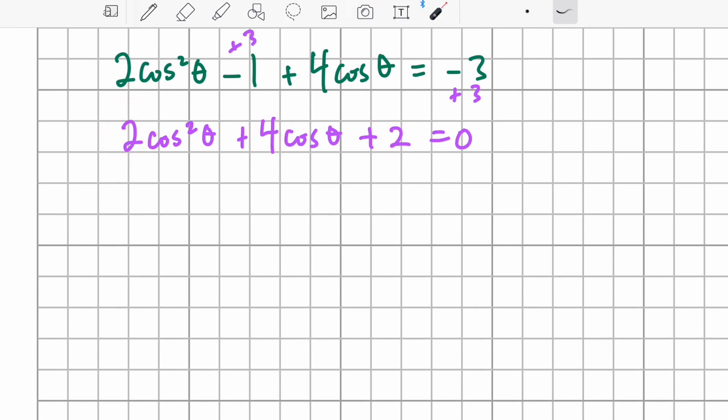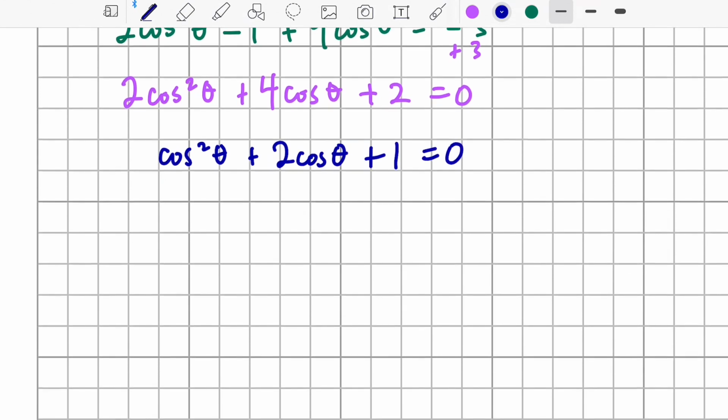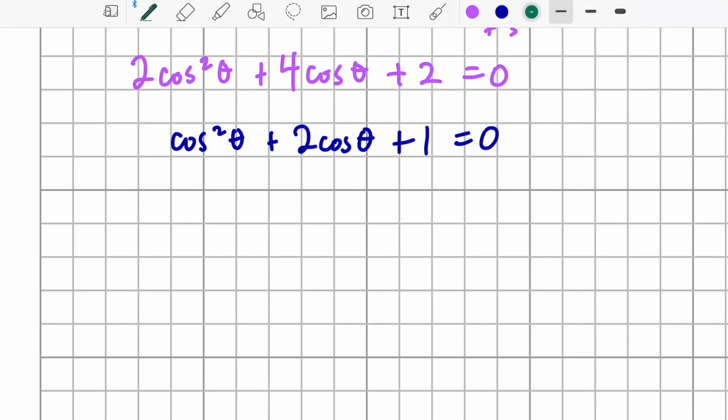That means that I can divide everything by 2 since it's equal to 0. It has to equal 0; if not, you can't do that. So if I divide everything by 2, I have cosine squared theta plus 2 cosine theta plus 1 equals 0. That makes things easier. So now I can do the x factor. And on top, we need a 1, and on the bottom, 2.